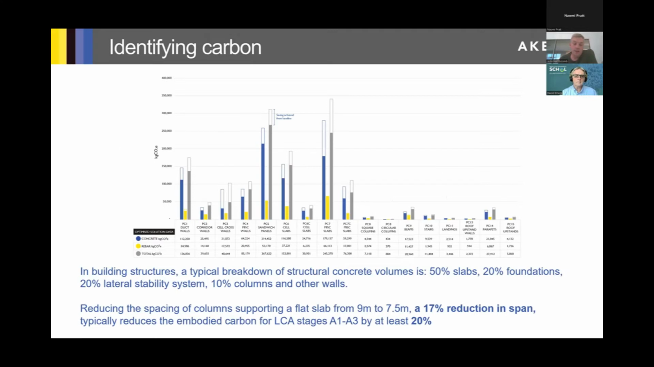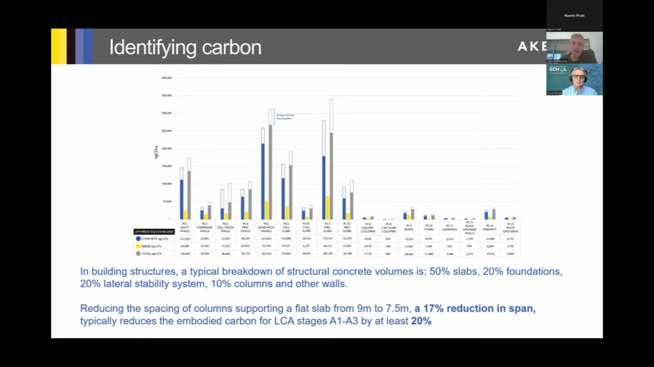So that's looking at the process, looking at buildings, identifying carbon. In a typical building structure, about 50% of the volume of concrete and reinforcement goes into floor slabs, 20% in foundations, 20% into lateral stability, so cores or shear walls, and then 10% in columns and other walls.